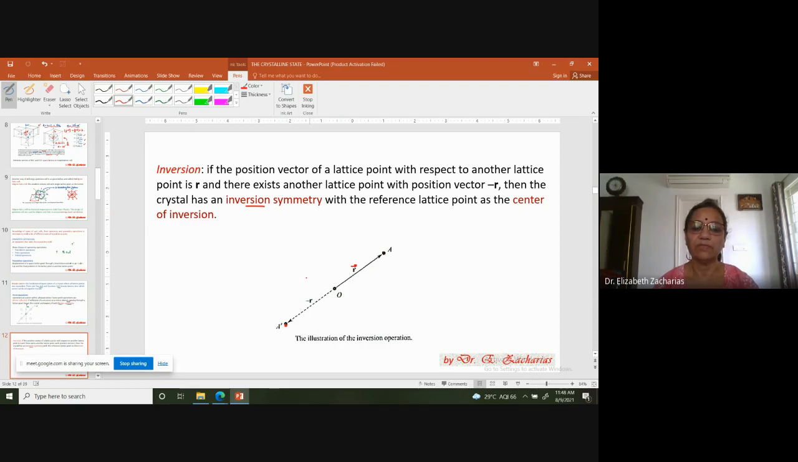Again, I repeat, I have a lattice point A at a vector R from O. Now, from O, if I take a vector minus R, and I find an identical lattice point there, then I say that this crystal is having an inversion symmetry. And this lattice point O is called the center of inversion.